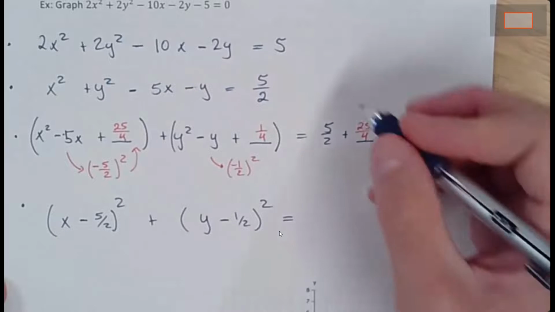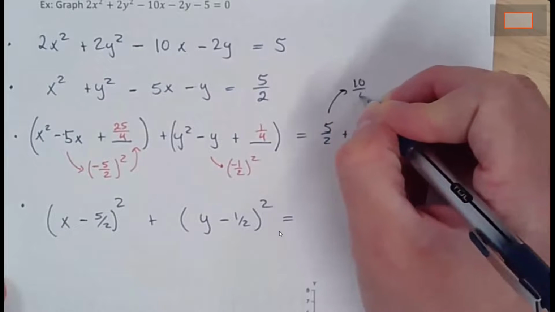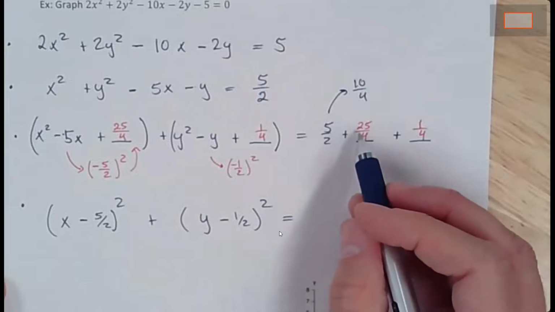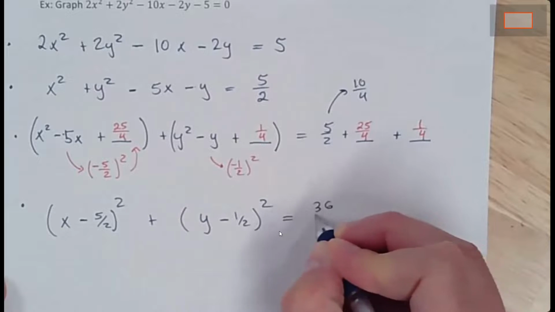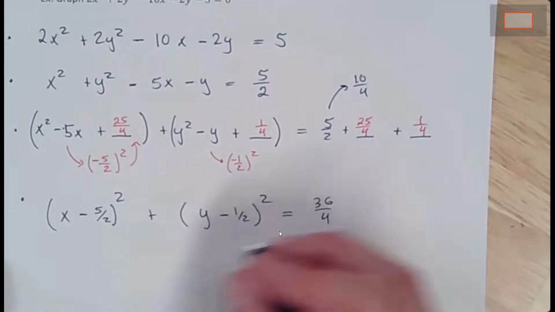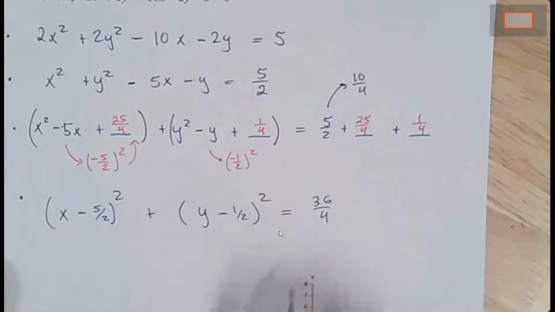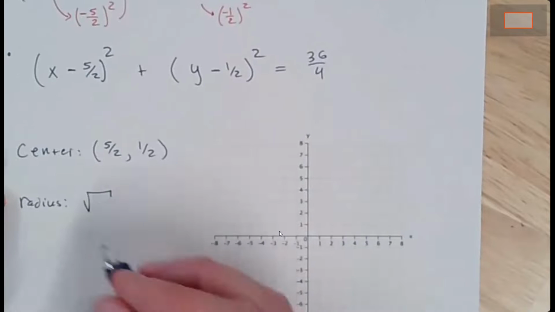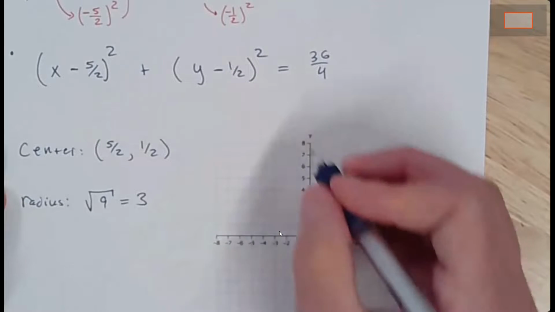And on the right-hand side, I would reimagine 5/2 as 10/4, and then 10/4 plus 25/4 plus 1/4 is going to be 10 plus 25 plus 1 is 36 fourths. So that came out nice. It's actually a nice whole even integer number, which is 9. So my center is going to be x is 5/2, y is 1/2, and my radius is the square root of 9, which is 3, right? That's 9 right there.